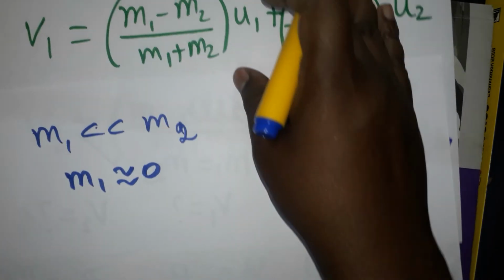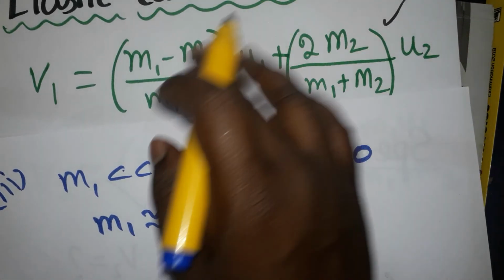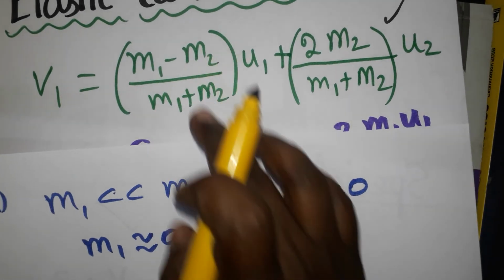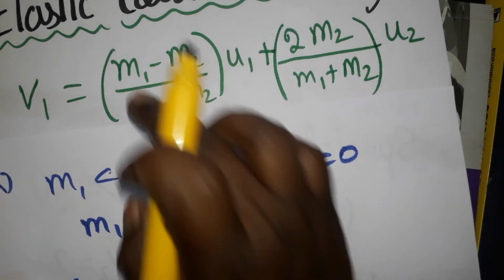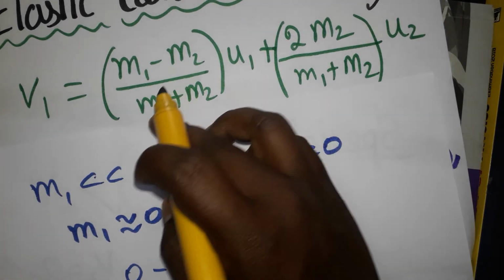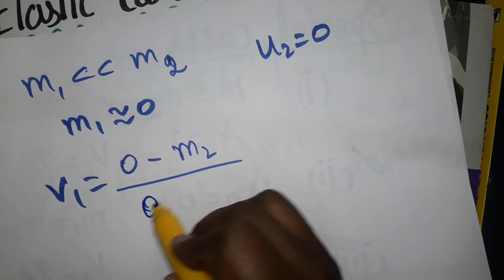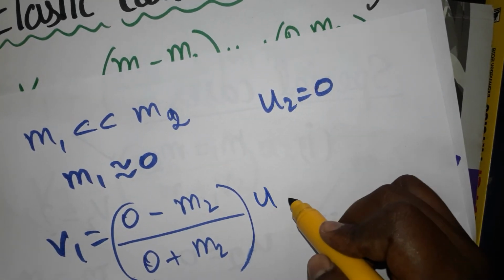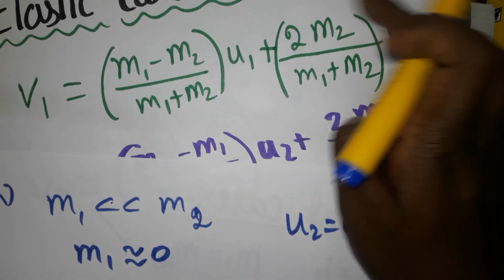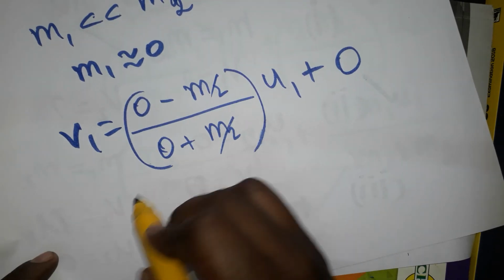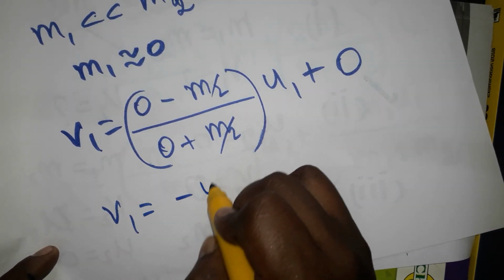We can give a number of special cases, I am just giving the most important special cases. So what's going to happen to the v1 velocity? We take m1 as 0, so 0 minus m2 divided by 0 plus m2, into u1, plus the u2 term will be 0, this whole term will be 0. So m2 gets cancelled, and v1 is equal to minus u1.